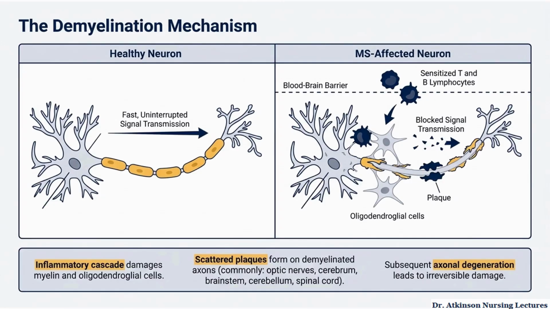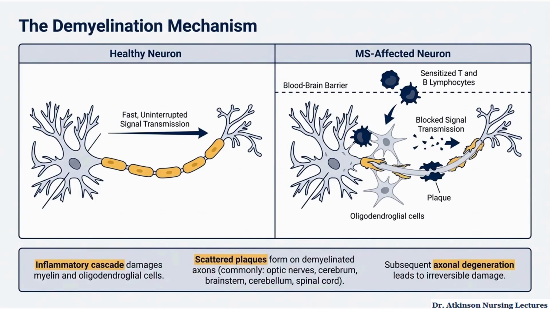This slide explains the actual disease process. Normally, myelin allows rapid and efficient nerve signal transmission. In MS, sensitized T and B lymphocytes cross the blood-brain barrier and trigger an inflammatory cascade inside the CNS. That inflammation damages both myelin and oligodendroglial cells, which are responsible for producing myelin. As the myelin breaks down, plaques form along the axons.